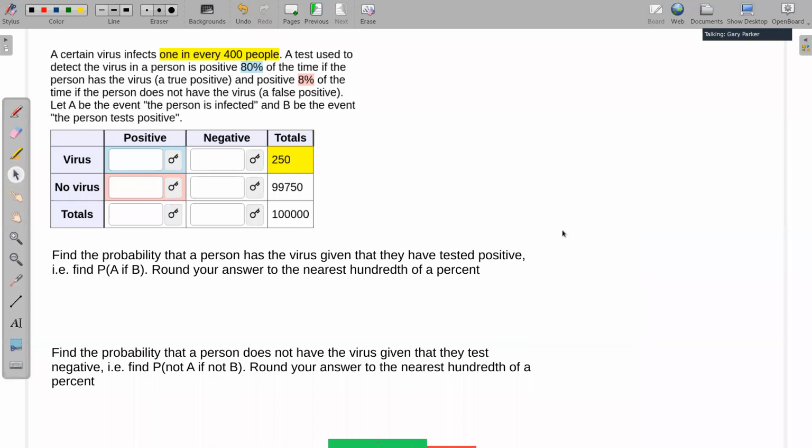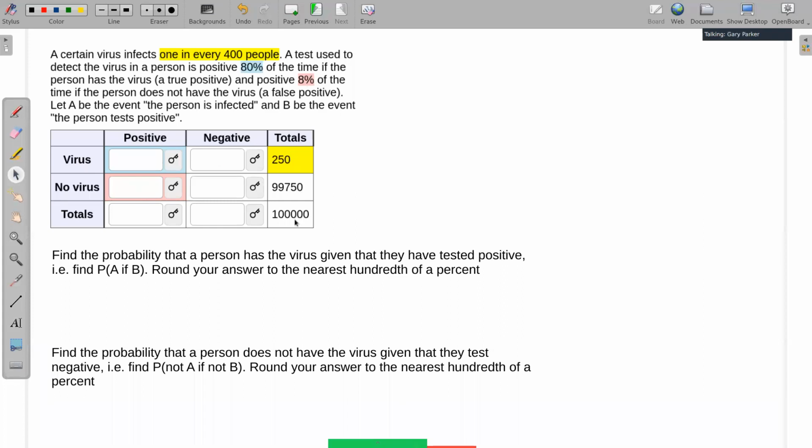We have a certain virus that infects 1 in 400 people. A test used to detect the virus in a person is positive 80% of the time if the person has the virus. That's called a true positive. And that test will be positive 8% of the time if the person does not have the virus. That's called a false positive. And I've color-coded the table we're going to fill out for this.